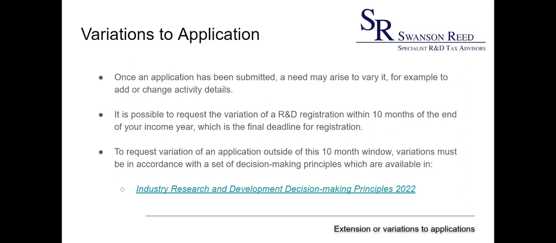Once an application has been submitted, a need may arise to vary an application, for example, to add or change activity details. It is possible to request the variation of an R&D registration within 10 months of the end of your income year, which is the final deadline for registration. The department can accept and process these variations upon receipt of the request. However, it is possible to request variation of your application outside of this 10-month window, but the board will only consider variations in accordance with a set of decision-making principles, which can be found here.